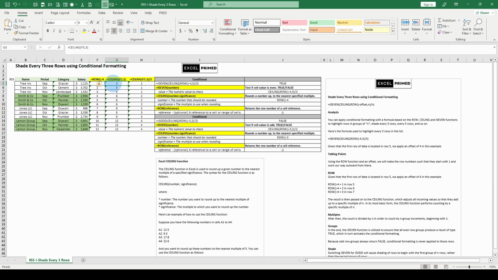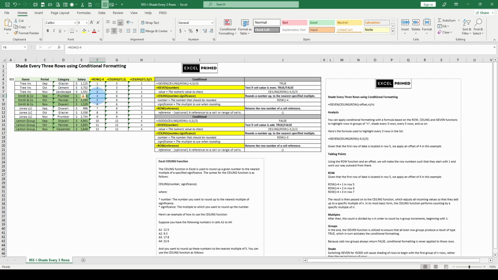What do we do here? We know our significance is going to be 3. F5 is 1, and we're rounding up. Why is the outcome 3? Well, because we're rounding up. The closest multiple will be 3. Here, same thing. F6 is going to be 2. Row 6 minus 4. So the significance is 3. Why? Because we elected to deal with 3 rows at a time.